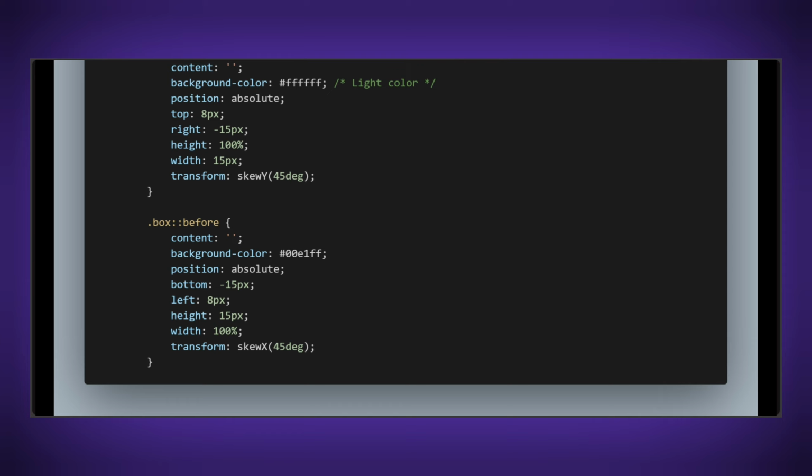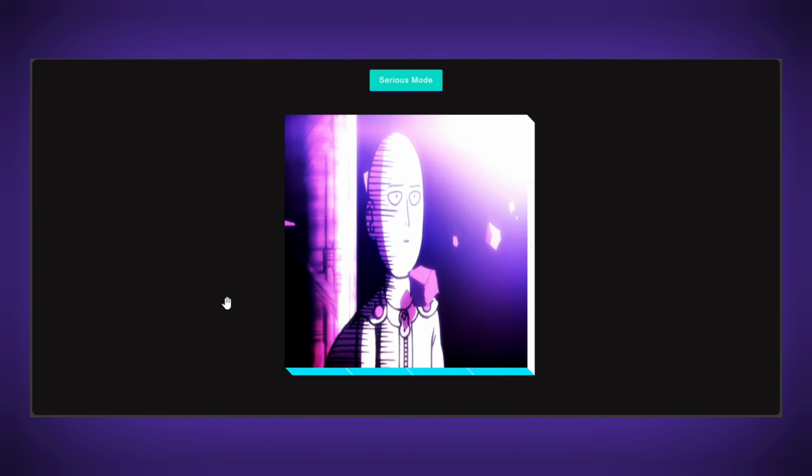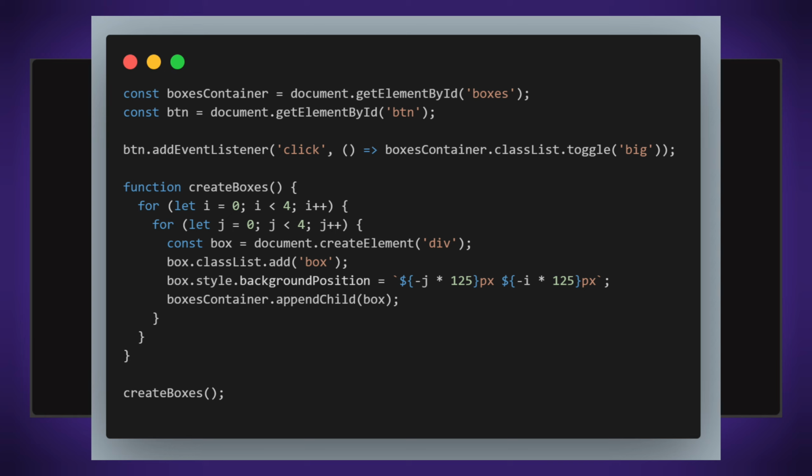The body is styled to center everything and give it a dark background. The button has some padding, a background color, and a shadow effect to make it look nice. The boxes are styled to fit in a grid and have some cool 3D effects with before and after pseudo elements. Finally, let's look at our JavaScript file, box.js. This file handles the creation of the boxes and the functionality of the button.